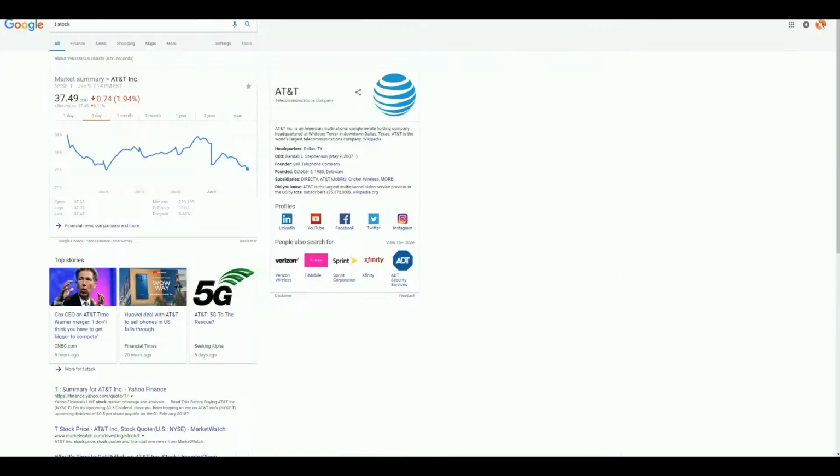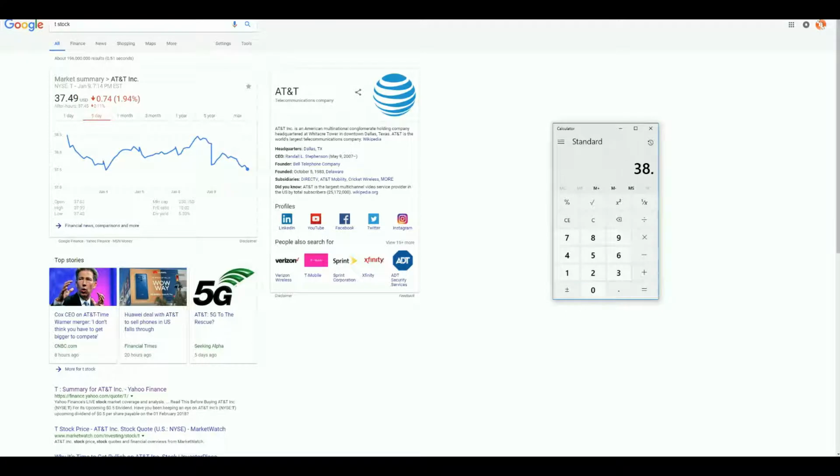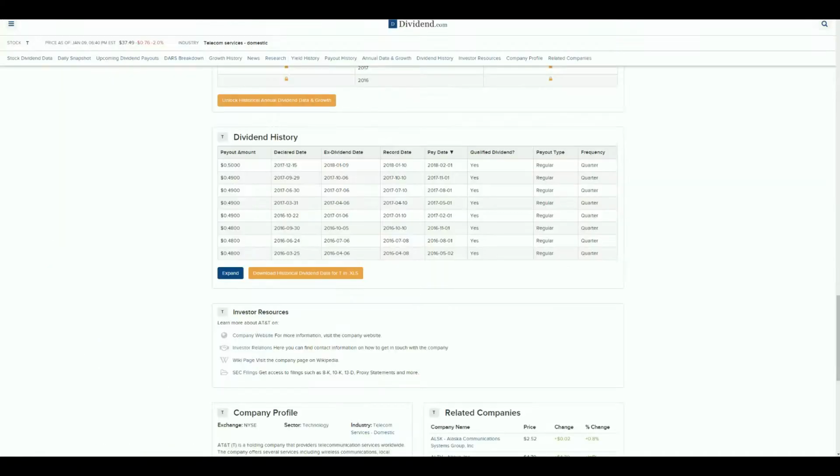If we go over to Google now and hit T stock in here, we can see that at the end of the day on the 8th at 4 o'clock, the stock was trading at $38.24. So we punch in $38.24. We subtract, and pre-market hours, or opening hours on the 9th, was at $37.63. Now that's a difference of 61 cents. So from the end of market hours on the 8th until the open on the 9th, it dropped by 61 cents. But their dividend payment was 50 cents.